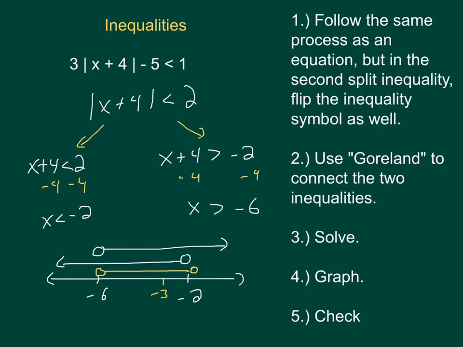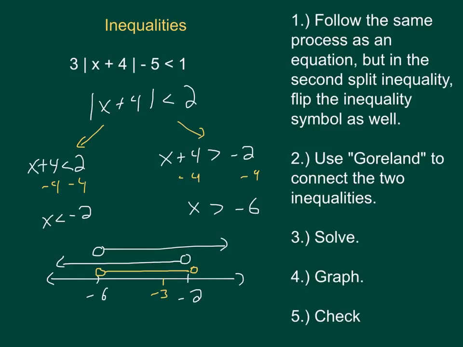Picking numbers on the right or left of this interval will not work. For example, 0. 0 plus 4 is 4. Absolute value of that is 4. 3 times 4 is 12, and 12 minus 5 is 7, which is not less than 1. Negative 10, for example, over here.